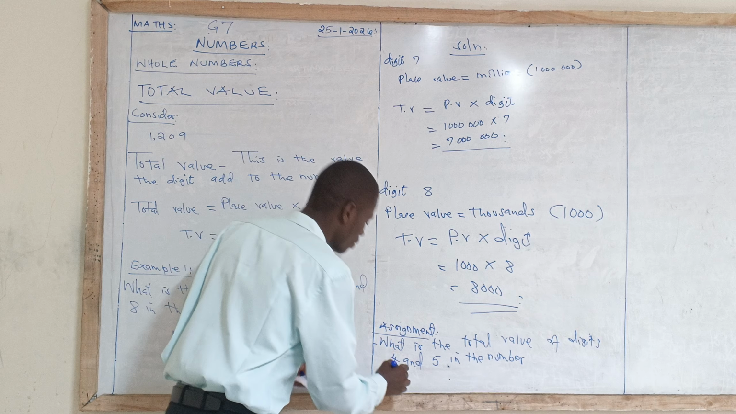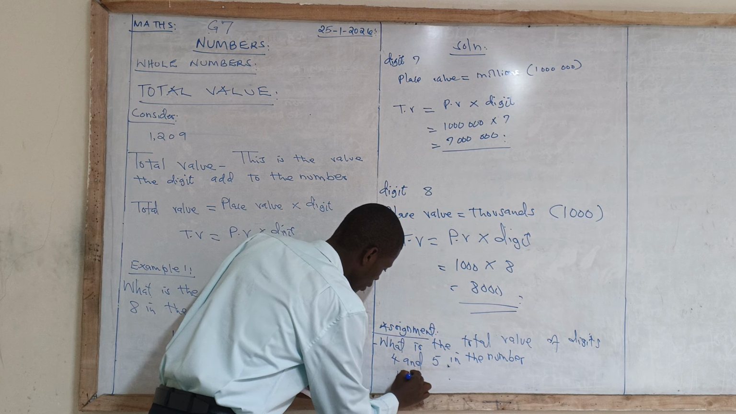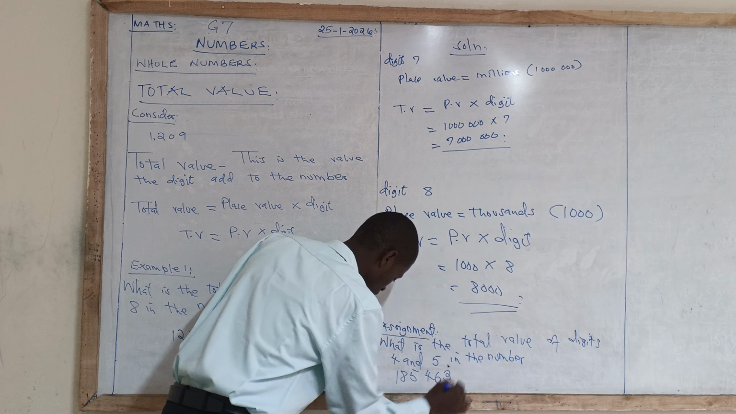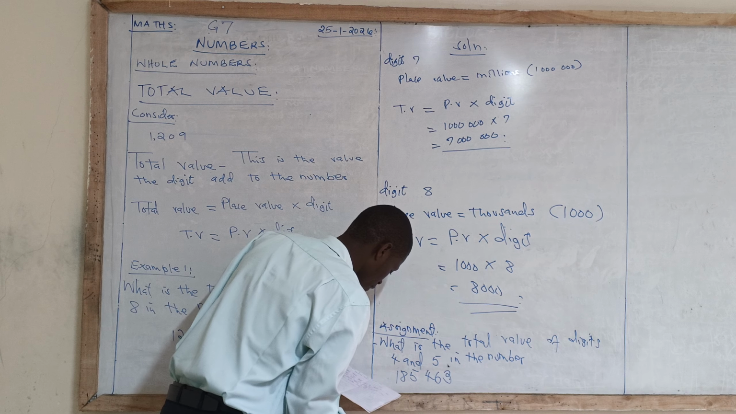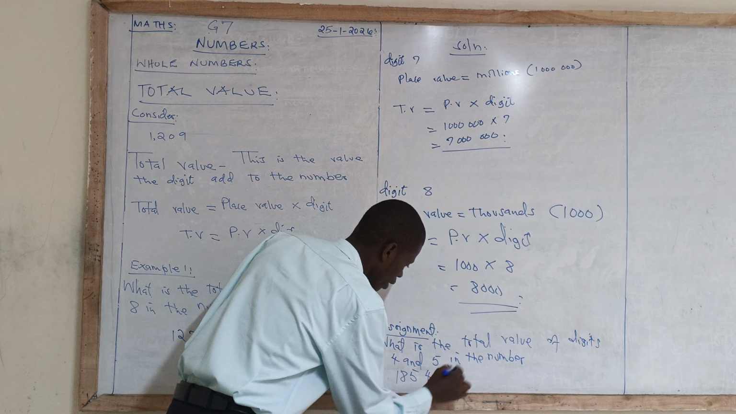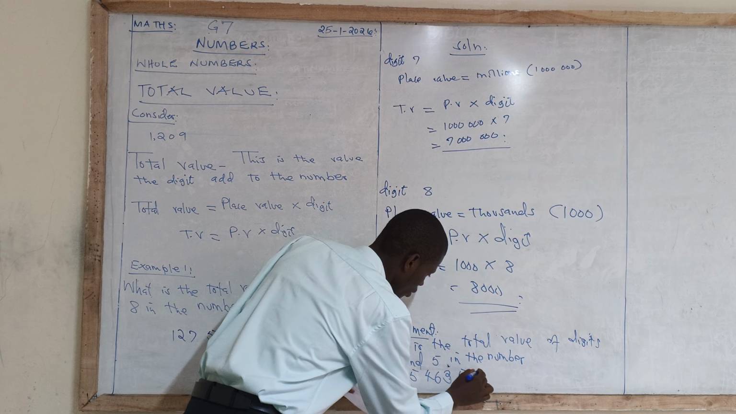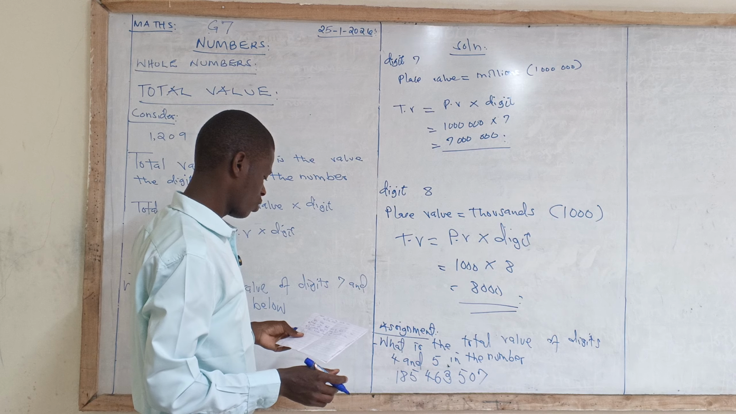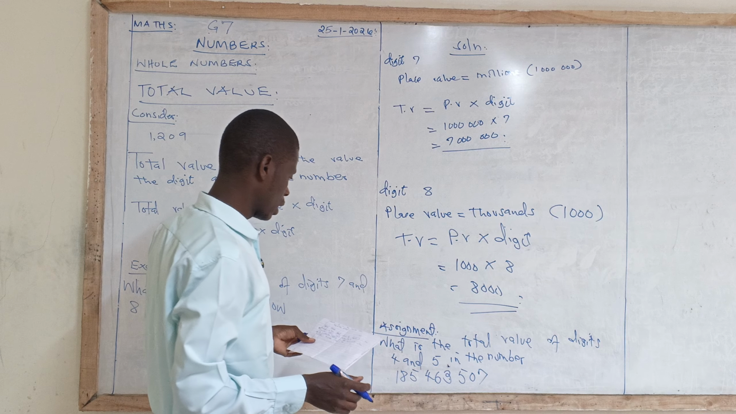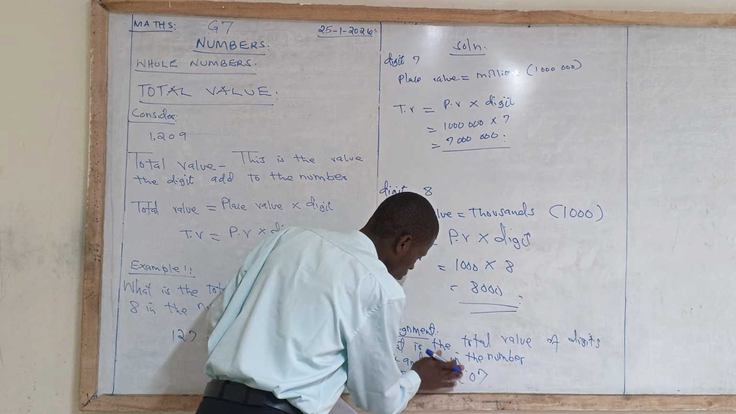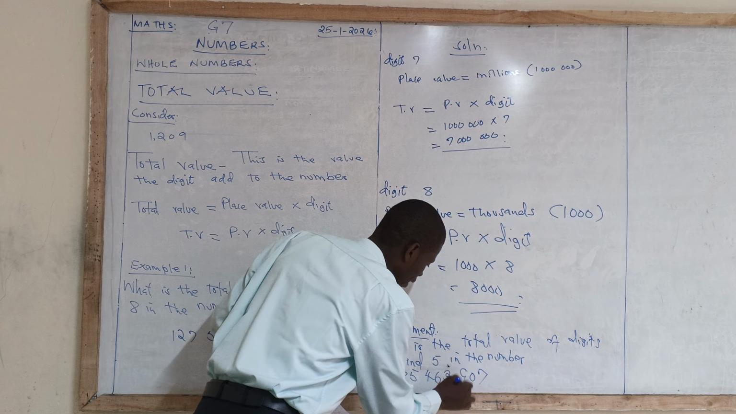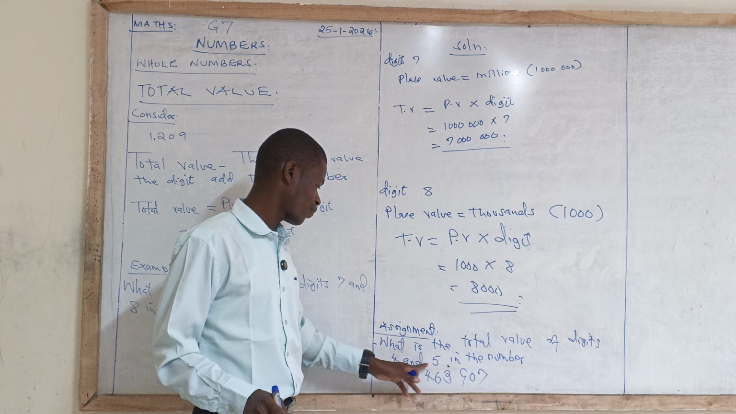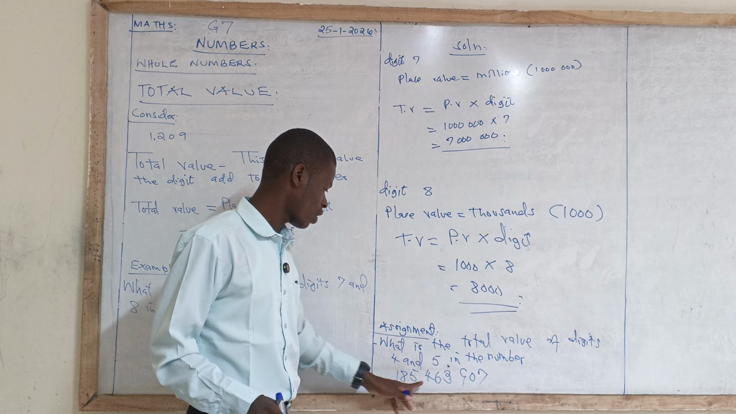So what is the number? 185, 463, then 507. So we have 2 5s here. So I'm going to kill one. Let me say this is now 9, so that you don't have stress. So it is 4 and 5. 4 and 5.